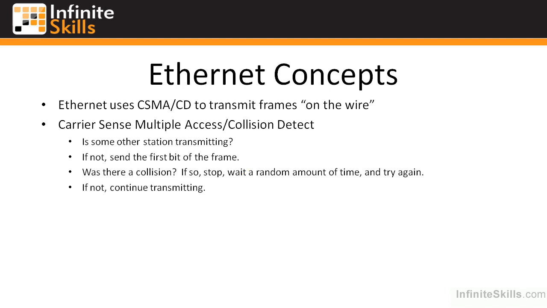So if no one else is talking, if there's not a collision, then continue transmitting and just loop through here, send the next bits. Was there a collision? Yeah, there was a collision. Okay, I'm going to back off. I'm going to try sending this frame again. And it keeps doing that, sending a little bit, checking for a collision, until the entire frame gets on the wire.